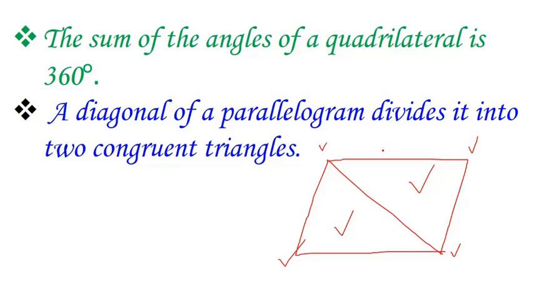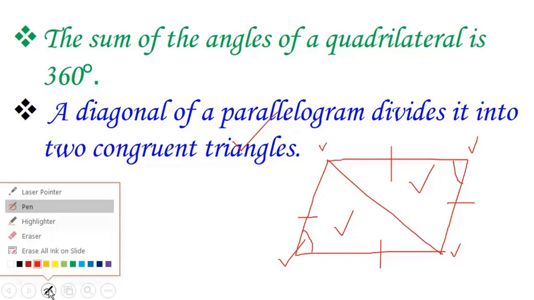We know that a parallelogram has equal opposite sides. So this one and this one will be equal, this one and this one will be equal, and opposite angles are equal. So this one and this one will be equal. So these two triangles are congruent to each other under SAS. So a diagonal of a parallelogram divides it into two congruent triangles. Of that there is no problem to understand this statement. Let's see the next statement.